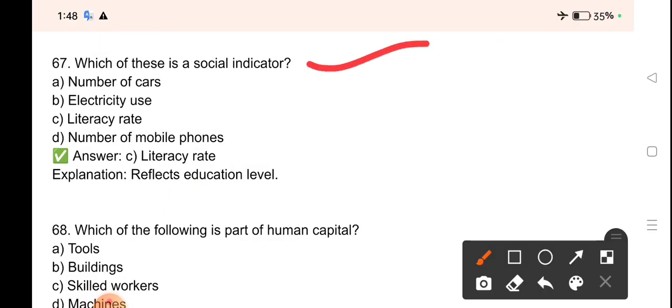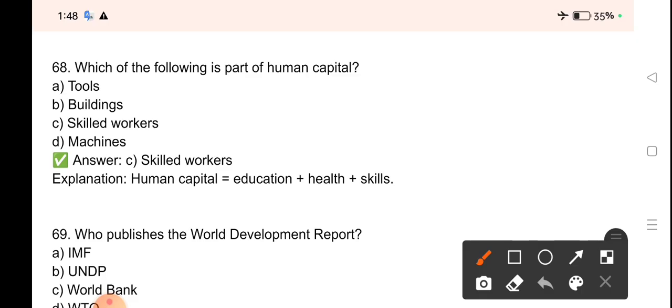Which of these is a social indicator? Number of cars, electricity use, literacy rate, number of mobile phones. Literacy rate is a social indicator. It reflects the education level.